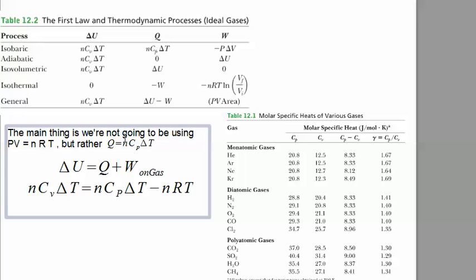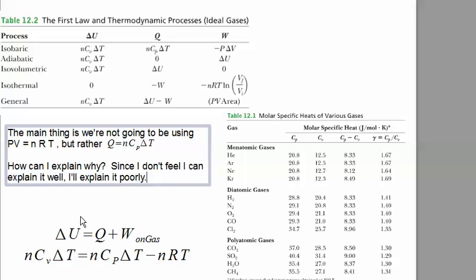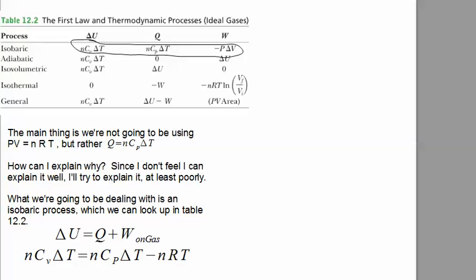Okay, the main thing is we're not going to be using PV equals nRT, but rather Q equals nC sub P delta T. How can I explain why we'll be using Q equals nC sub P delta T? Since I don't feel I can explain it well, I'll try to explain it at least poorly. What we're going to be dealing with is an isobaric process, which we can look up in table 12.2.